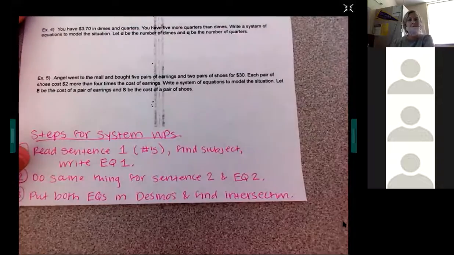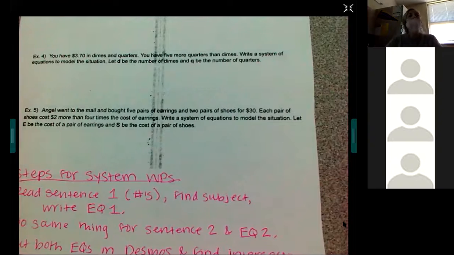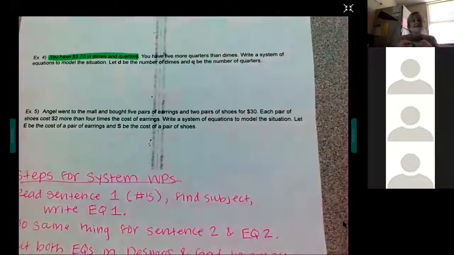So let's go to example 5. Wait, no, let's do 4 first. That's fine. We'll go in order. All right. You have $3.70 in dimes and quarters. I see a number, so let's go ahead and talk about it. What is that subject? How much money you have, right?